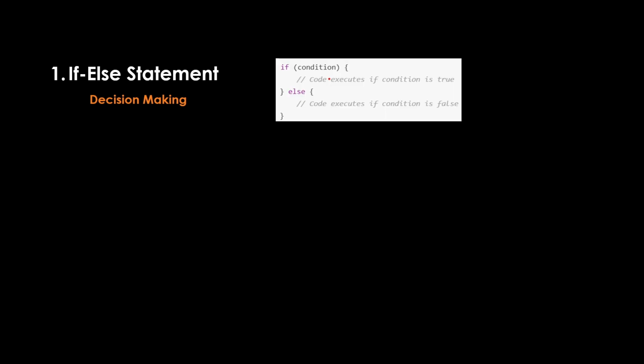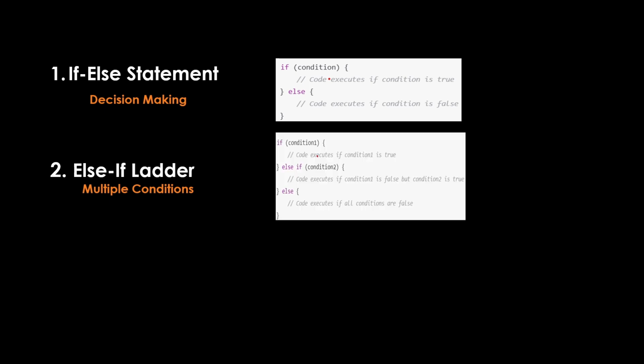The syntax is: if condition, execute the code if the condition is true, or else it will execute the code under the else block. Second one is the else if ladder. We will use this whenever we have multiple conditions, and the syntax goes like this. If condition 1 is true, execute this, or else if condition 2 is true, execute this, or else the last would be the else block.